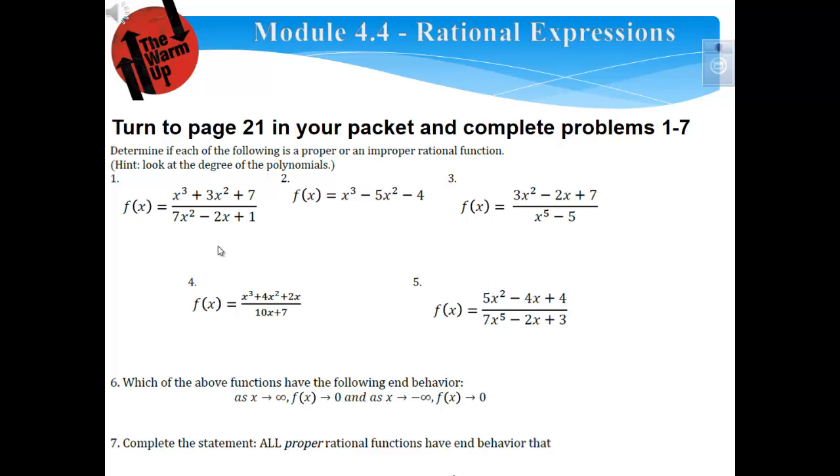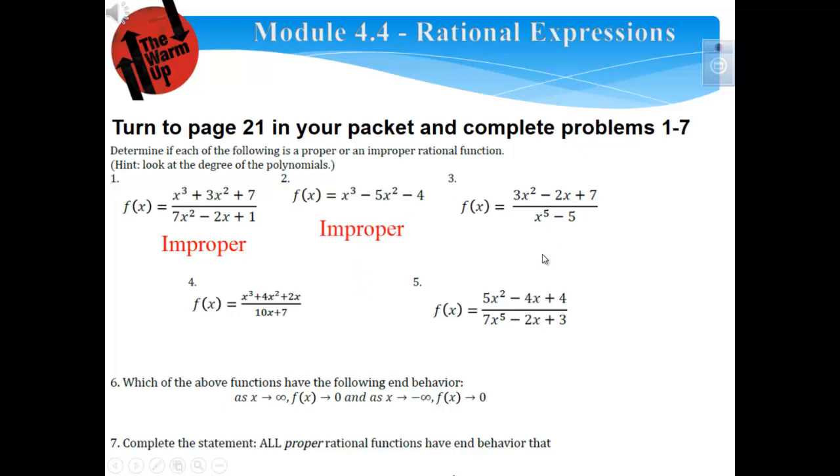So looking at question number 1, we're just looking at the degrees. So what do you think? Is this going to be a proper or improper? Good. This one is improper because the top is bigger. Since the top is bigger, that means that we will have a slant asymptote. Okay, try number 2. Good. If we were to write this as a fraction, it would be over 1 and the top would be bigger. So we would say improper.